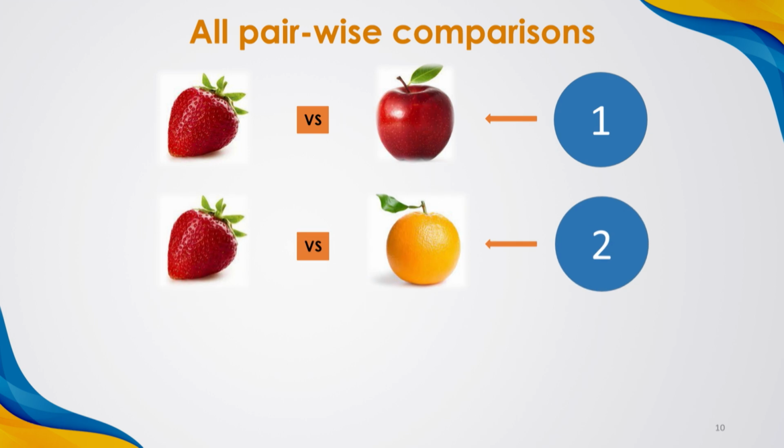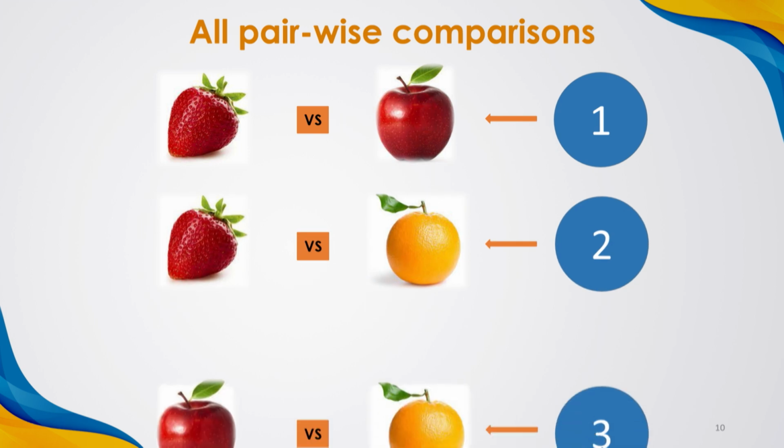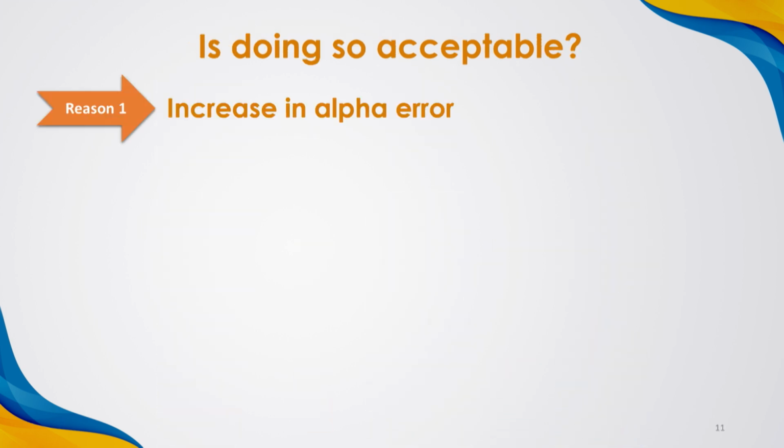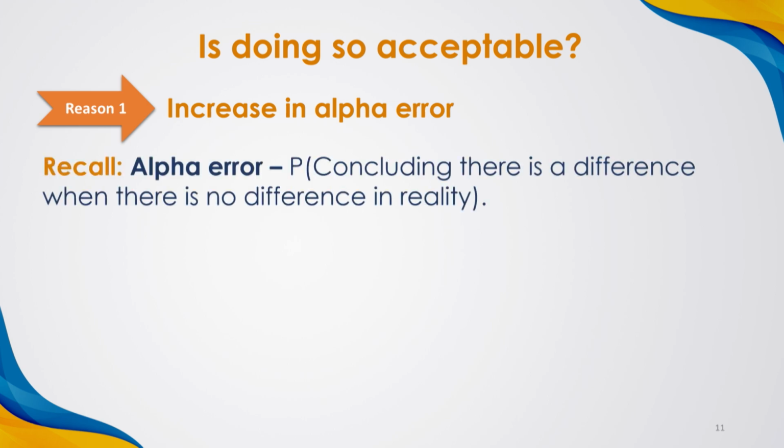If you have decided to use a multiple t-test to compare these 3 fruits, we will compare strawberry with apple, and then strawberry with orange, and then apple with oranges. Doing so seems acceptable, but for several reasons, it is not acceptable. The first reason is doing multiple testing increases alpha error.